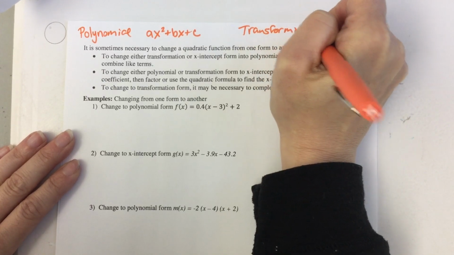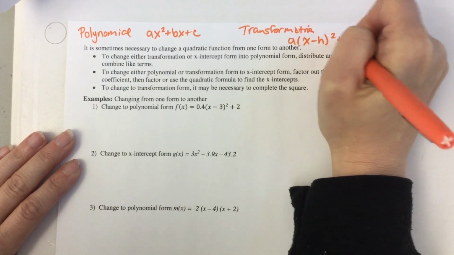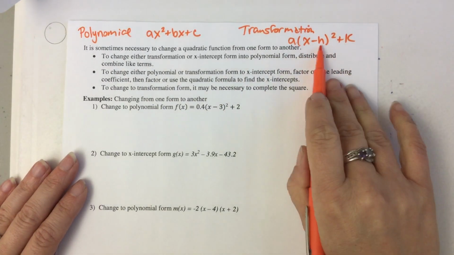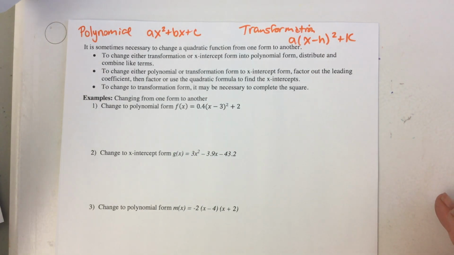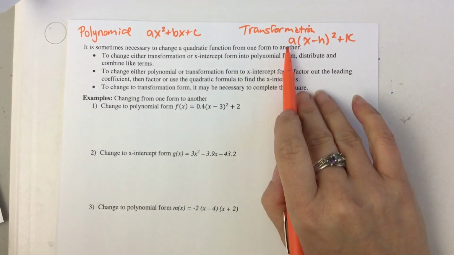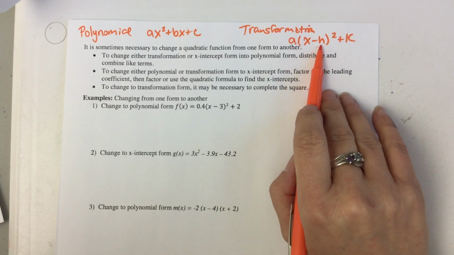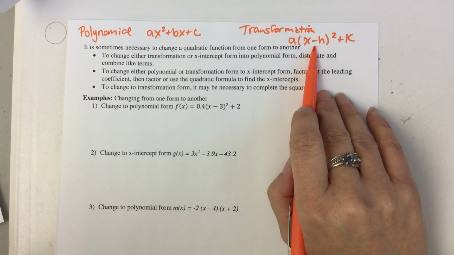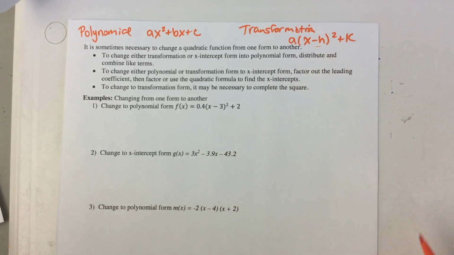Transformation, also known as the vertex form. That is a(x minus h) squared plus k. The reason why it's called the transformation form is because you can identify what transformations occurred from the parent function. A value out front tells you if you had a vertical stretch or compression. Adding or subtracting in parentheses tells you if your parabola moved left or right. Adding or subtracting at the end tells you if your parabola moved up or down.